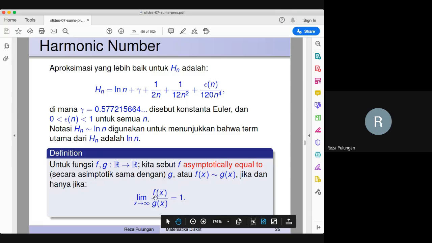What does it mean, f(x) divided by g(x) equal to 1? Well, this is just equal to g(x) multiplied by 1. So this is the same as saying that as x approaches infinity, f(x) is equal to g(x). They get closer and closer when x becomes larger and larger. So the first function that we know that uses this asymptotic notation is the harmonic number and the natural logarithm of n.